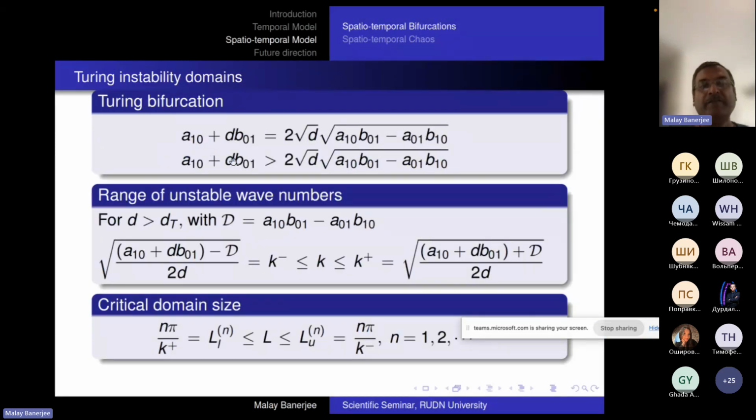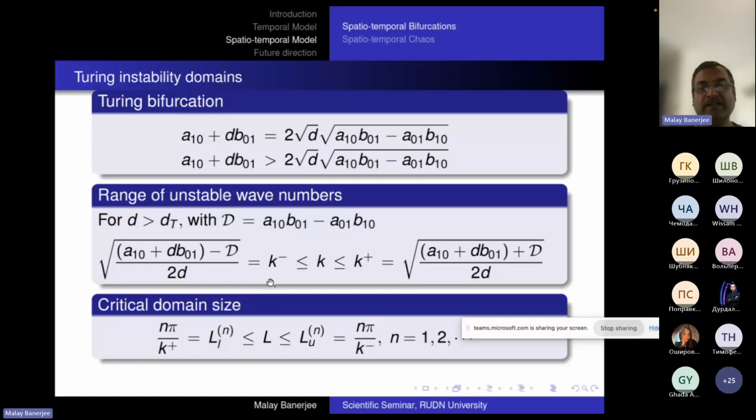So what we obtain is that for Turing bifurcation we can find these two conditions. That means this is the Turing bifurcation condition, that is, this equality defines the Turing bifurcation curve, and we expect a Turing pattern whenever this inequality is satisfied. And from simple mathematics, or rather algebra, we can understand that the range of unstable wave numbers for a particular choice of D is given by this relation, and accordingly we can find a relation between L and n in order to understand, depending upon the length of the spatial domain, which unstable wave numbers can be fitted within the chosen domain.